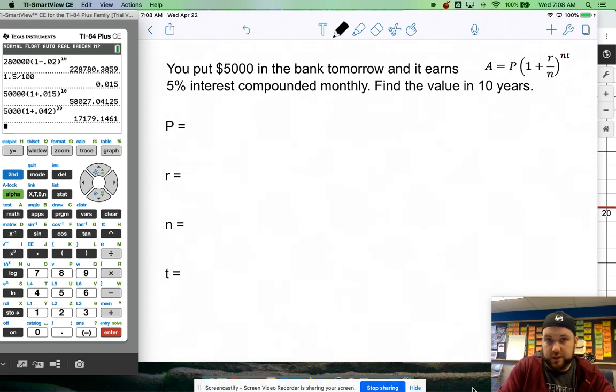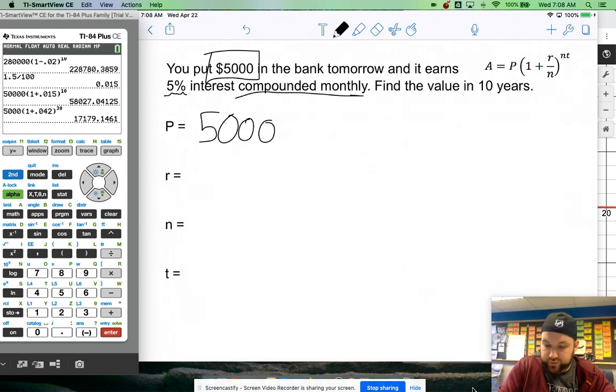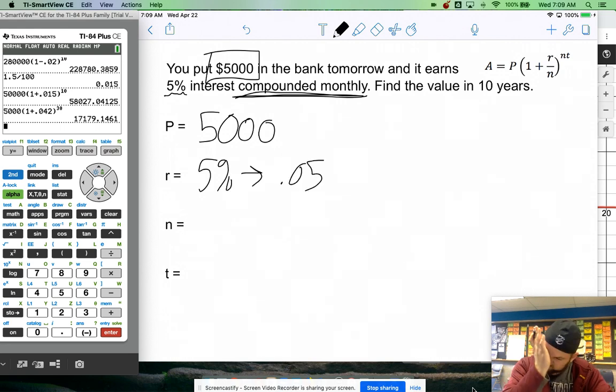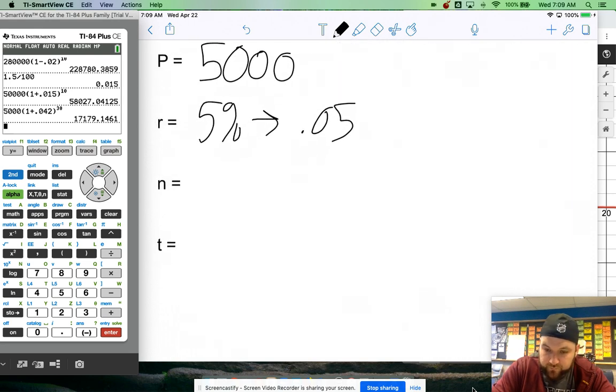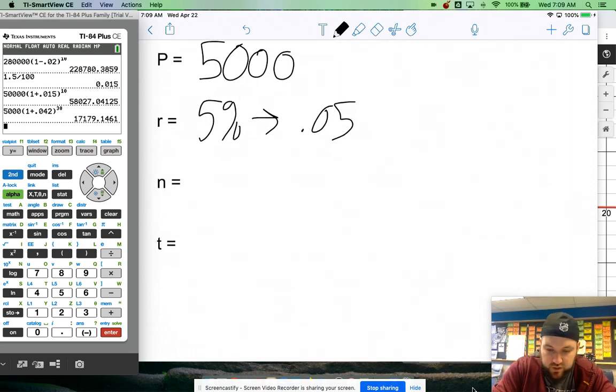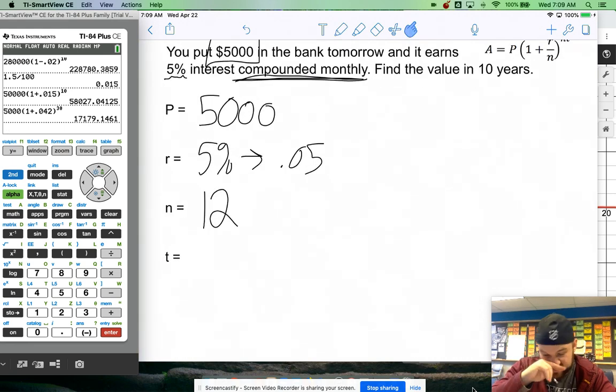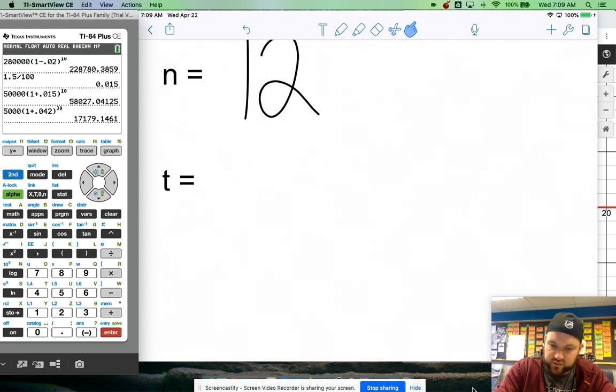P being the start value or the present value. If you're going to put $5,000, so let's just use this nice round number of $5,000, and it earns 5% interest compounded monthly. Okay. So 5% interest means I have 5%, but as a decimal, that's 0.05. Okay. N is the number of times per year you're getting paid. We're getting paid monthly. The question was, what will that be worth in 10 years? So T is going to be 10 here.